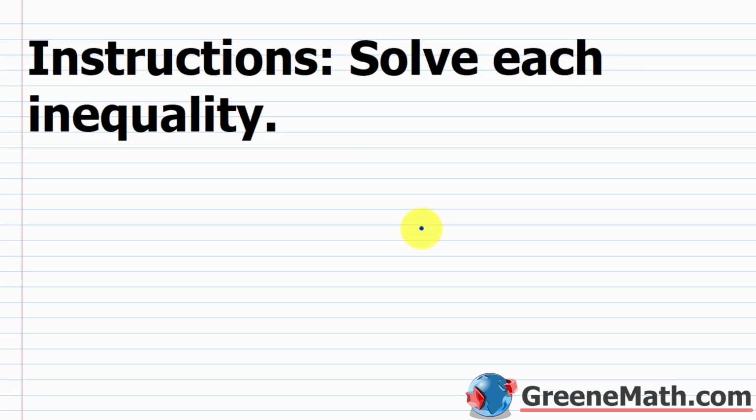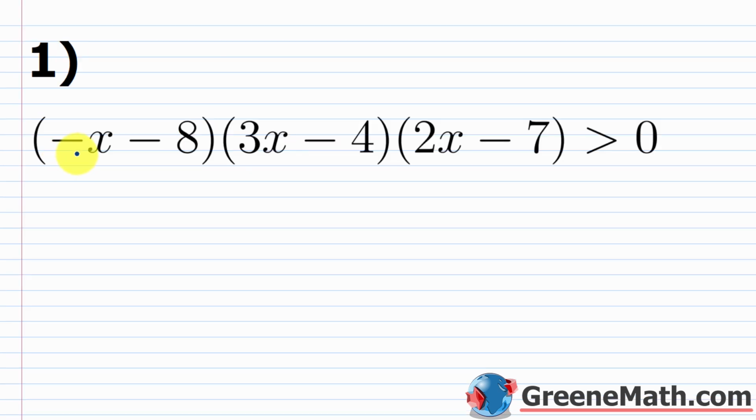All right, let's take a look at the practice test. For the instructions, we're asked to solve each inequality. For the first problem, we have the quantity -x minus 8 times the quantity 3x minus 4 times the quantity 2x minus 7 is greater than 0. So how do we solve something like this? For this one, we know that we can replace the inequality symbol with equals and solve the resulting equation.